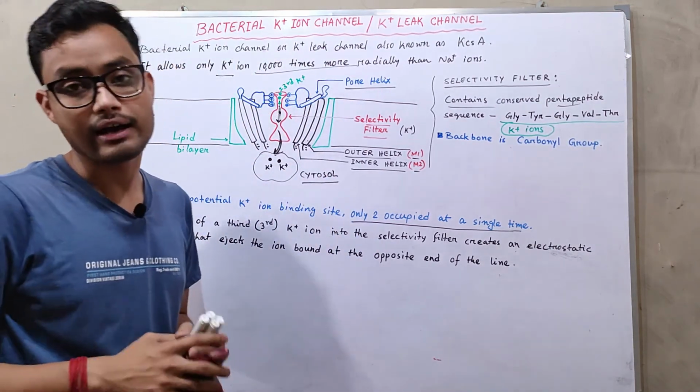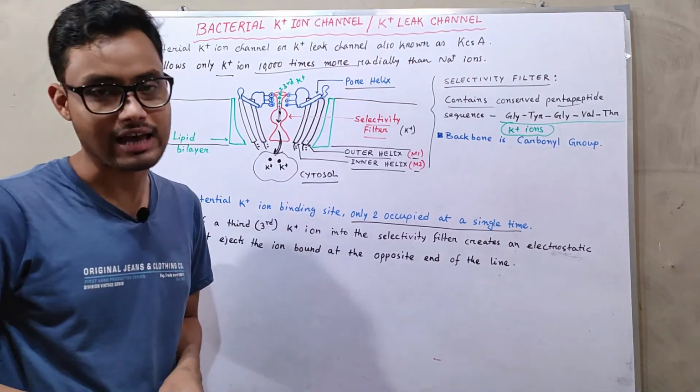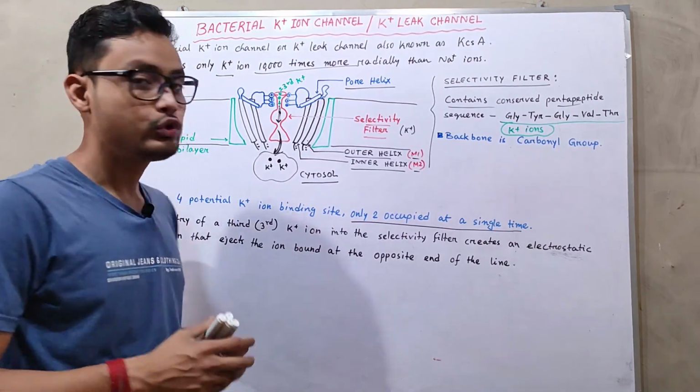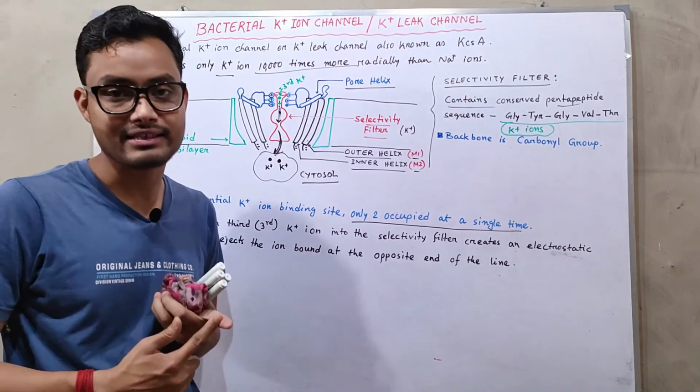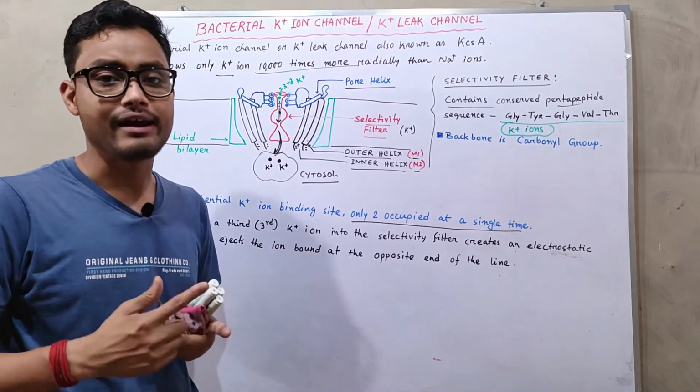Now scientists target these bacterial K plus ion channels, or K plus leak channels, to fight cancer, various heart diseases and other diseases.